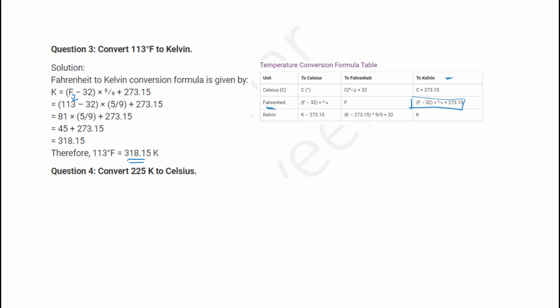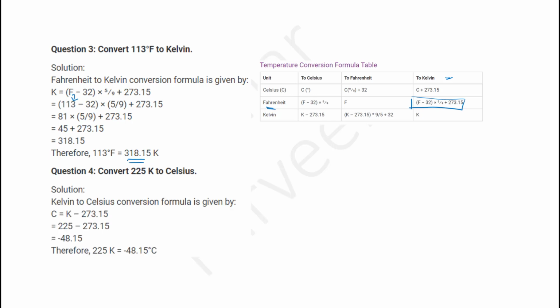Okay, next question. Convert 225 Kelvin to Celsius. We converted Celsius into Kelvin by adding 273, right? Now you have to subtract it. You have to subtract K minus 273. In this case it is 225 minus 273. You will get a negative temperature. Minus 48.15 degrees centigrade. Okay.